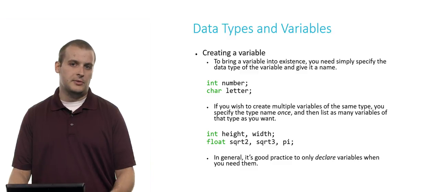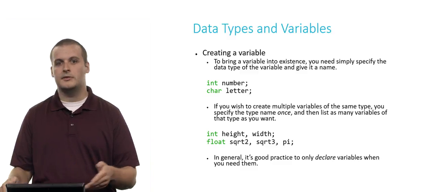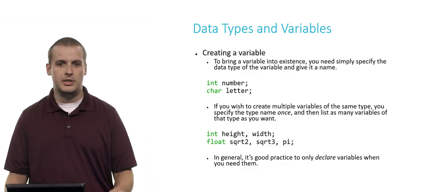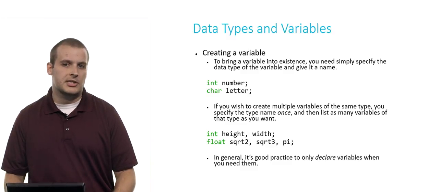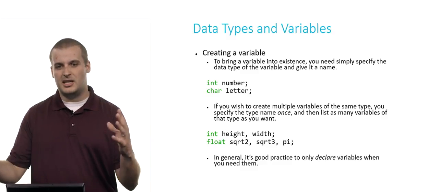I could have done this on three separate lines, float square root 2, semicolon, float square root 3, semicolon, float pi, semicolon, and that would work too. But again, I can just consolidate this into a single line of code. Makes things a little bit shorter, not as clunky.